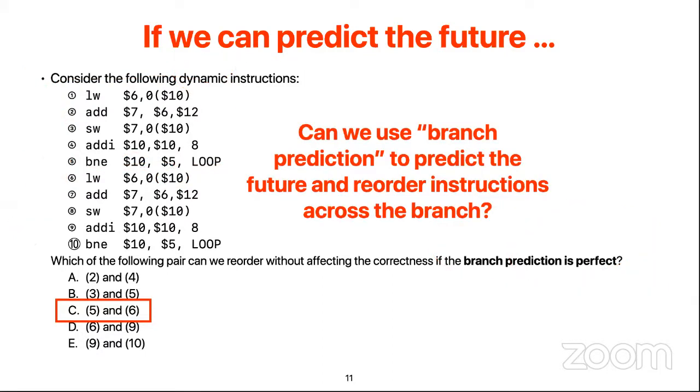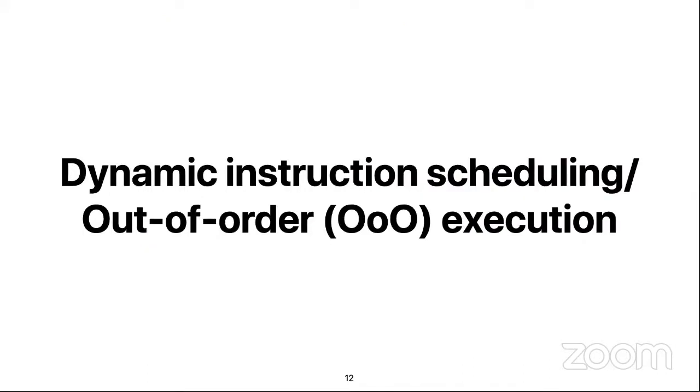So that's why we come up with the idea. If we think the branch prediction is accurate enough, and if there is a way that we can revert the incorrectly predicted branch and its outcome, by any chance, can we reorder instructions across the branch to minimize the pipeline stalls, or say maximize performance, right? So here comes the idea of dynamic instruction scheduling and out of order execution.